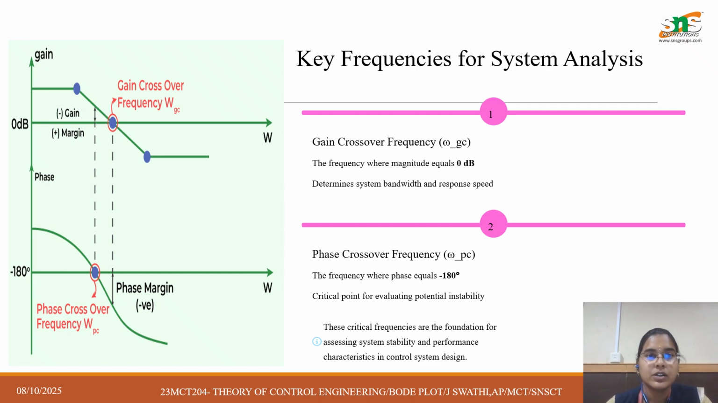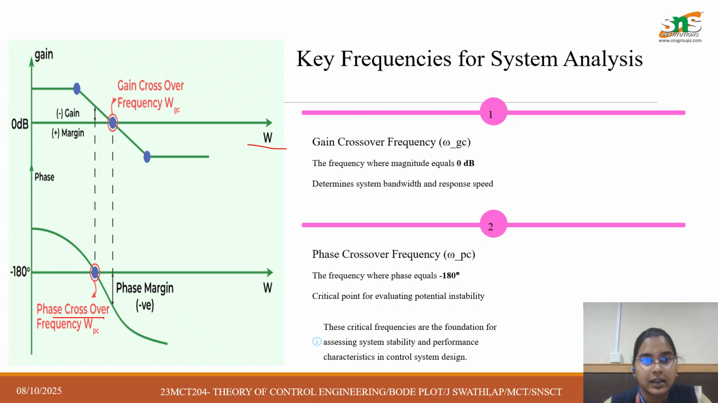First is gain over frequency, which is the logarithmic values across the gain, and here is the phase over frequency. Here it is in phase angles, and it is the critical point for evaluating potential instability. This will be marked here. You can see in the magnitude plot we have the gain margin marked across the frequency, and in the phase plot we have minus 180 degrees, and here you also have the phase crossover frequency plotted.